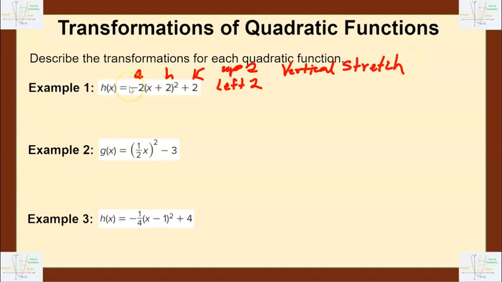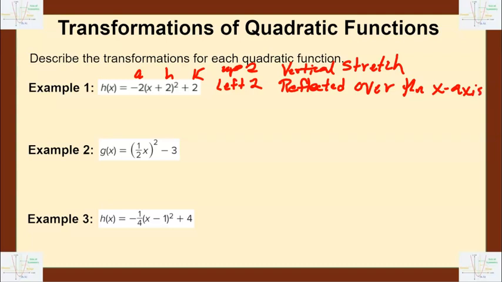And then there's a negative. The negative is on the outside, so this is a reflection. So it's reflected, and since it's on the outside, it affects the y coordinates. So it's going to be reflected over the x-axis. So that would be the transformation of that function.